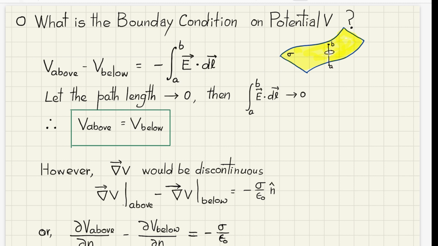So even if there is a sigma, potential is continuous across a boundary having a surface charge. However, we know that E is discontinuous, which means that grad V above minus grad V below is minus sigma by epsilon naught n hat. Okay, and so this can be written as delta V above in the normal direction to the surface, minus delta V below by delta n, is minus sigma by epsilon naught.